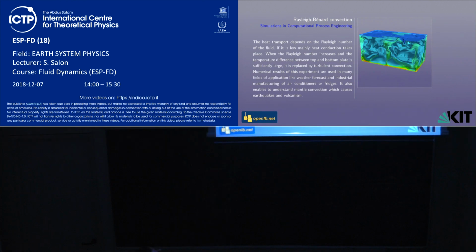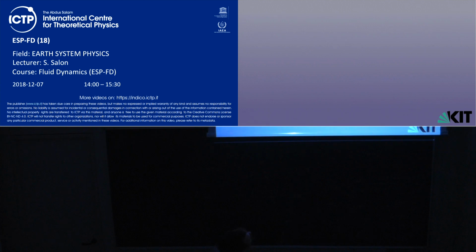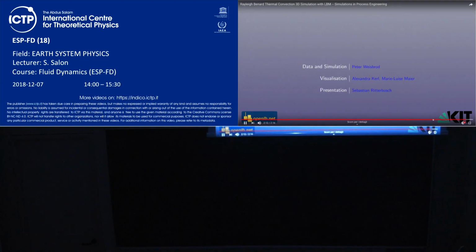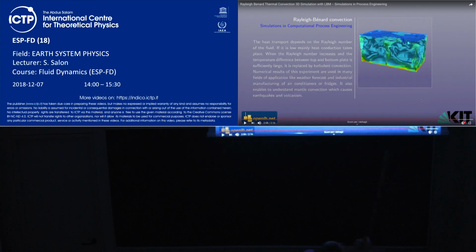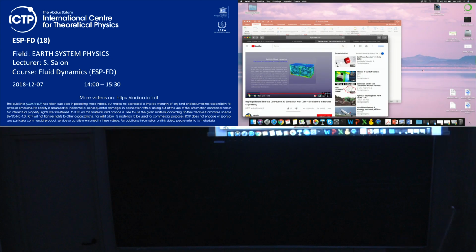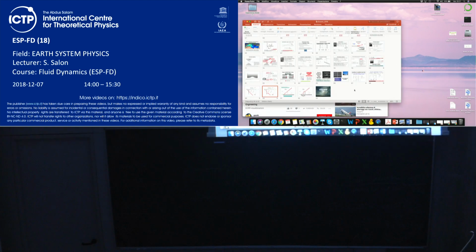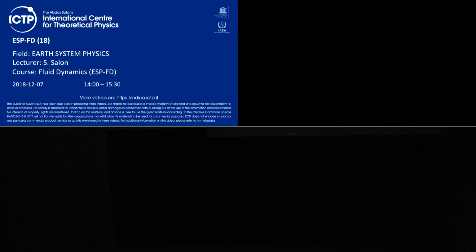So heat transport depends on the Rayleigh number. If it is low, mainly heat conduction takes place. When it increases and the temperature difference is sufficient, it is replaced by turbulent convection, and so on. Okay. So it's interesting because they said that, for those of you who will study the solid Earth, it also enables us to understand mantle convection, which causes earthquakes and volcanism. Okay, so that's why GFD. This is maybe one of the few cases where this course is also interesting for those who are studying the solid Earth.